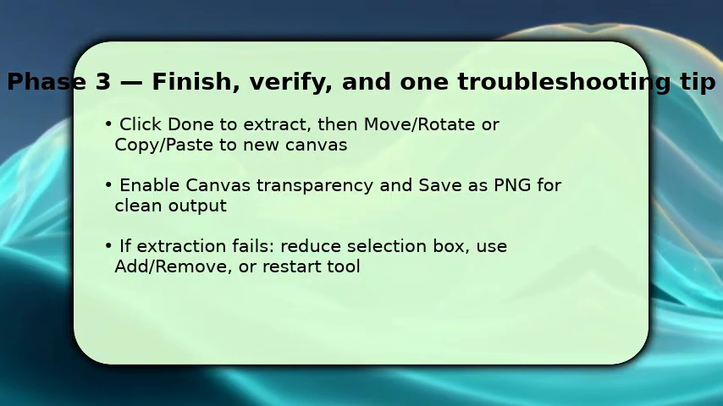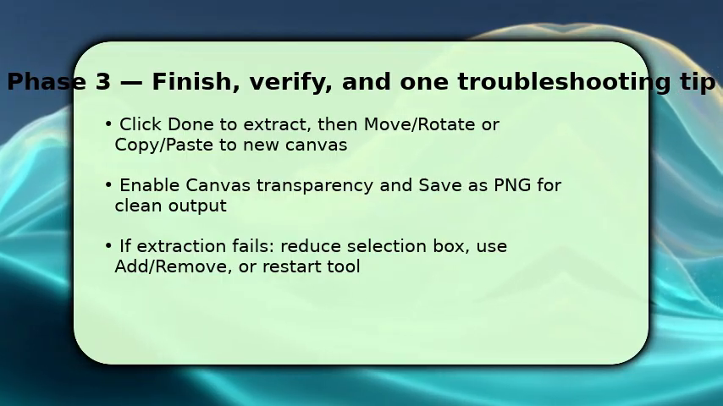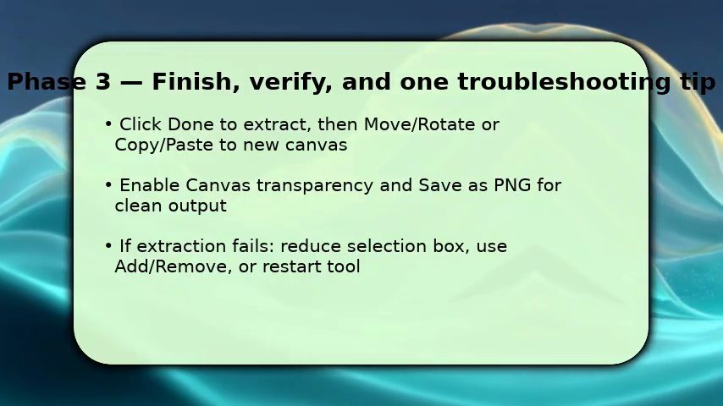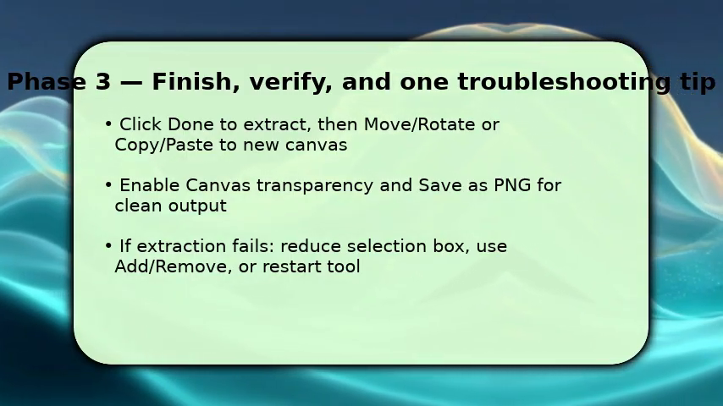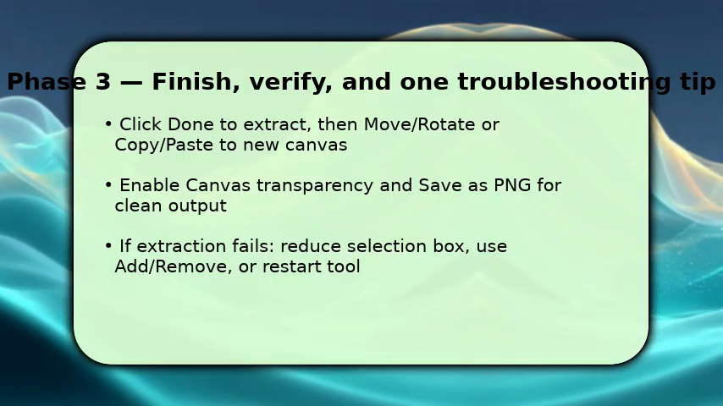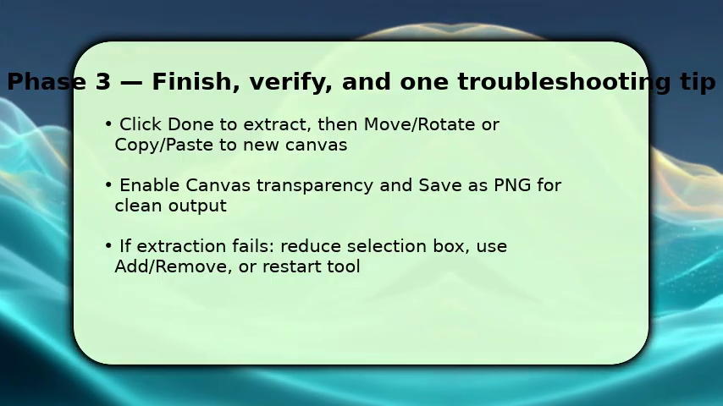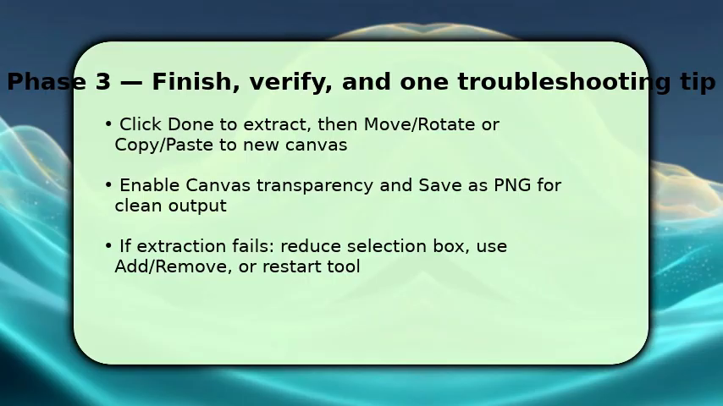If Magic Select fails or misses details, shrink the selection box, retrace problem edges with Add/Remove, or cancel and try again. This reset often fixes stubborn edge artifacts and improves final results.